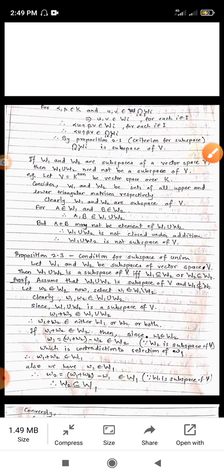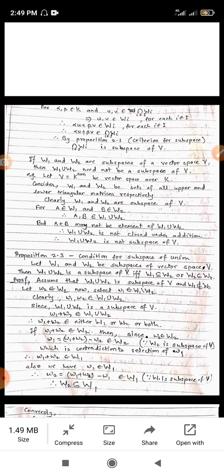Since we chose W1 such that it belongs to W1 but not in W2, this is a contradiction. So our assumption that W1 plus W2 belongs to W2 is wrong. Hence W1 plus W2 belongs to W1. Since it does not belong to W2, we cannot say it belongs to both.